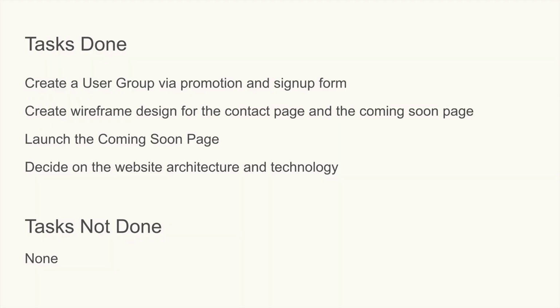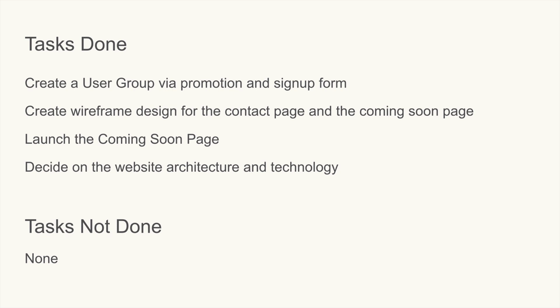So what did we do in this sprint? We went through certain tasks. We created a user group via making an advert through promotion and a sign-up form. We created the wireframe designs for the contact page and the coming soon page. We launched the coming soon page as well.